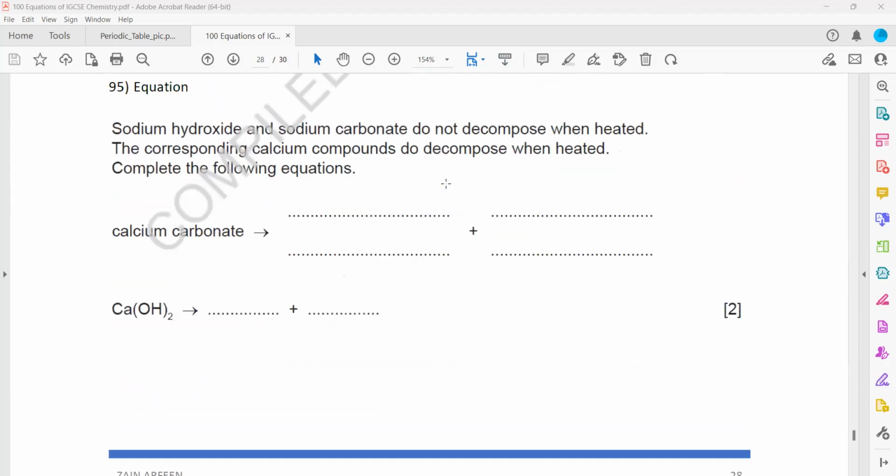Sodium hydroxide and sodium carbonate do not decompose when heated. Corresponding calcium compounds do decompose when heated. Complete the equation. Calcium carbonate on decomposing gives calcium oxide, which is also known as quicklime, or you can also say lime, and carbon dioxide. When calcium hydroxide, which is also known as slaked lime, or if it is a solution, then we call that lime water, it will produce calcium oxide plus water.